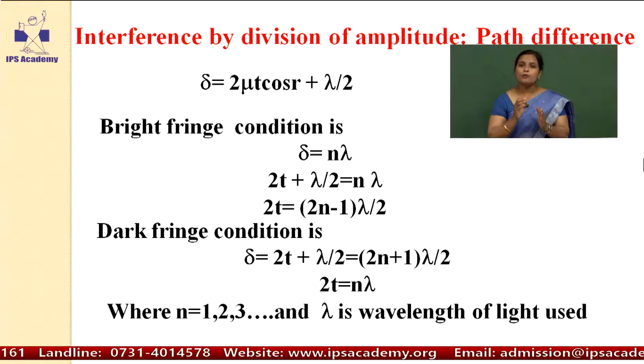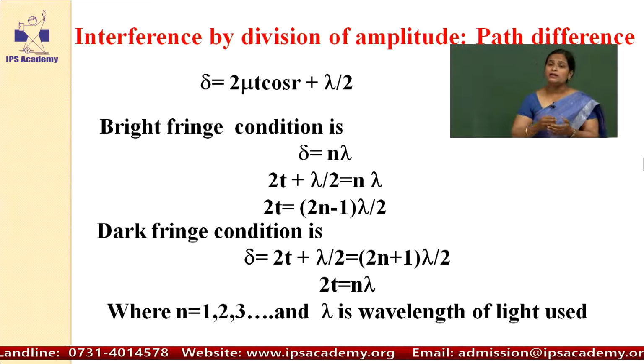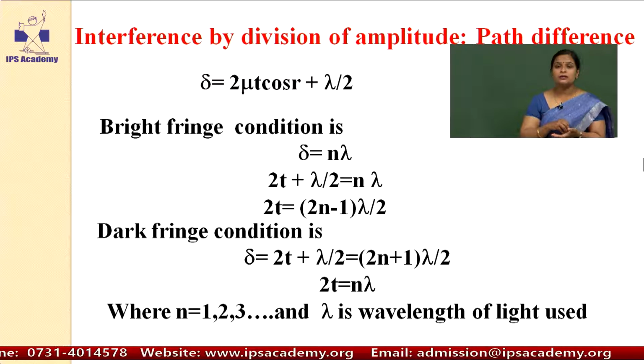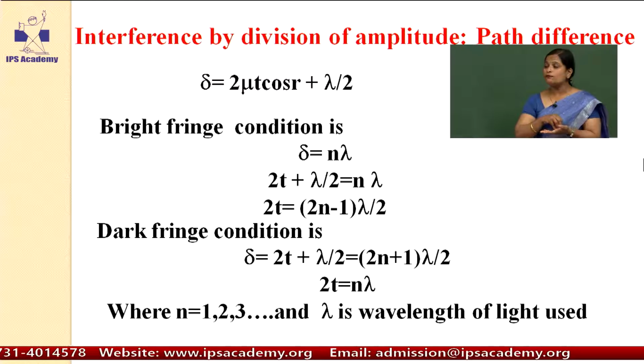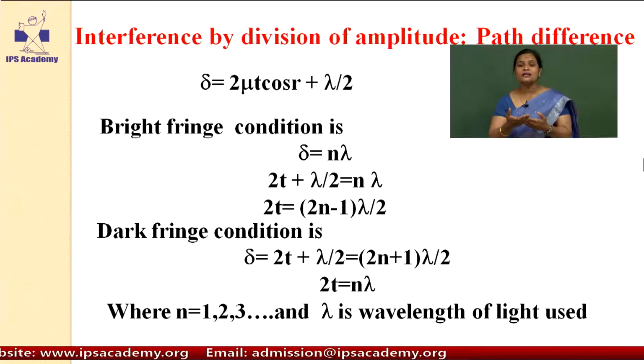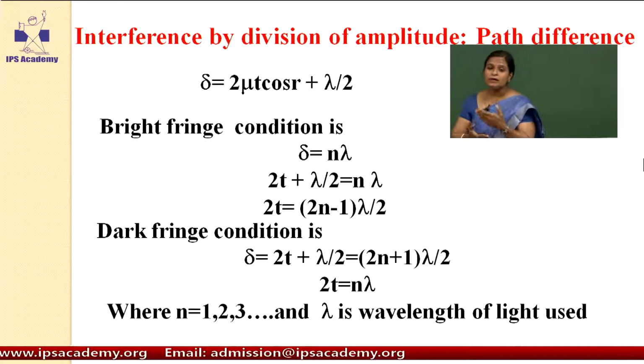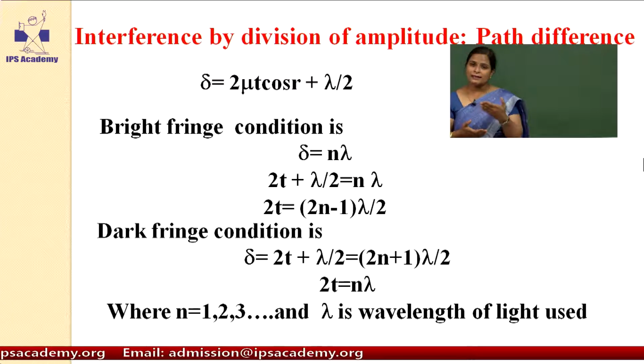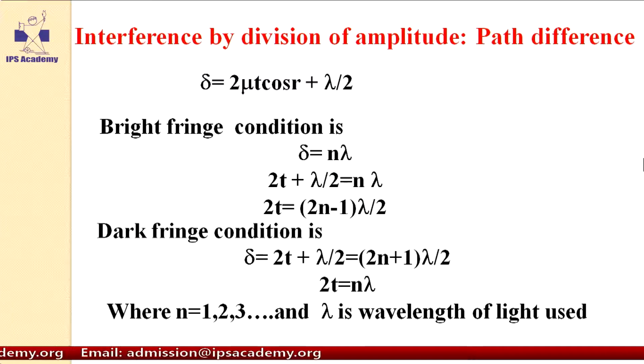So remember the important point here that in case of Newton's ring experiment, we always observe from the reflected portion or the reflected region. So we are calculating the interference from the reflected beams of the light. Hence the lambda by 2 is added in the path difference, that is the effective path difference.